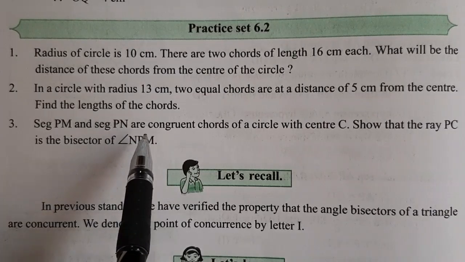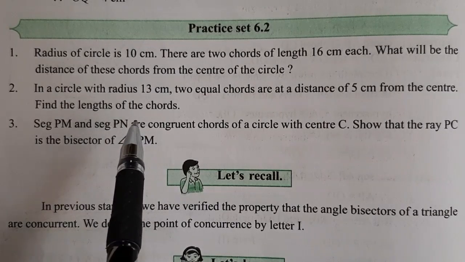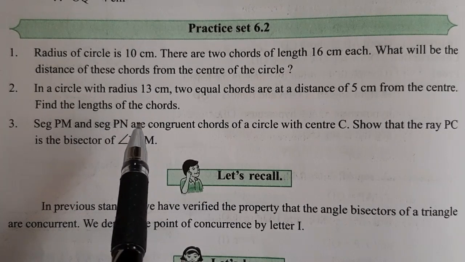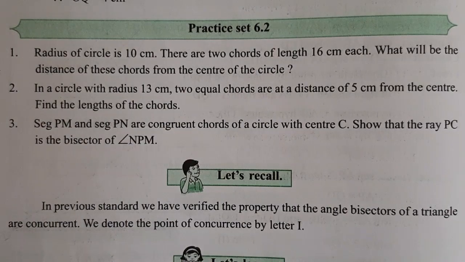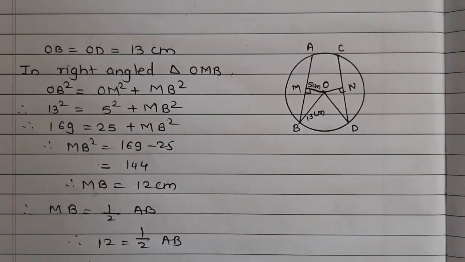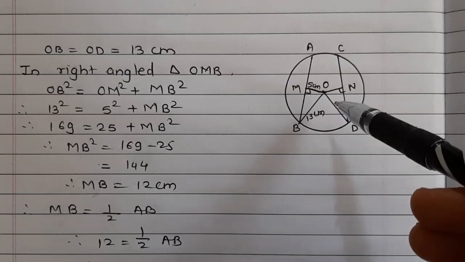Find the length of the chord. Now radius is given and the distance of the chord from the center is given. We have to find the length of the chord. Now see the solution. See, O is the center of the circle.